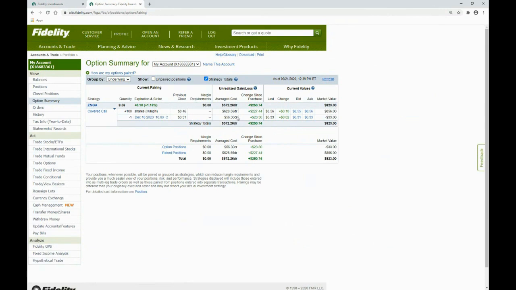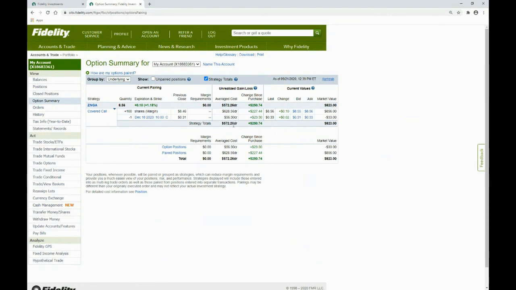We see the average cost. How much did it cost us to acquire these 100 shares? Overall, $628. How much did we sell the call for? $56. We can see CR for credit, DR for debit. Debits were paid, credits were paid to us.